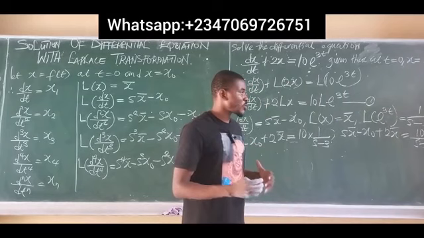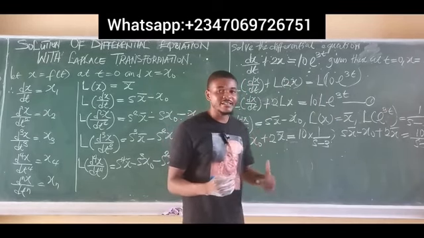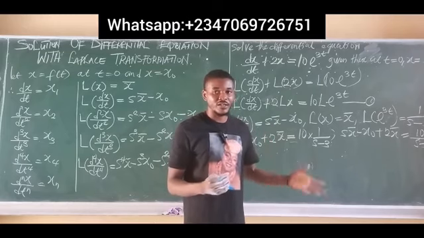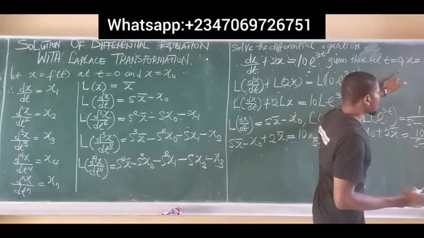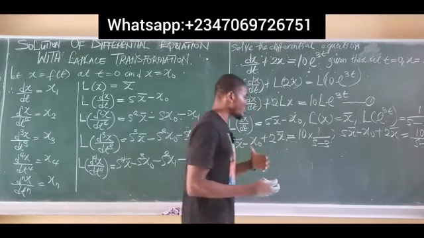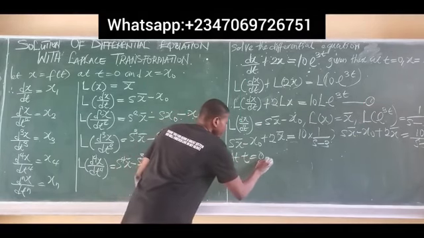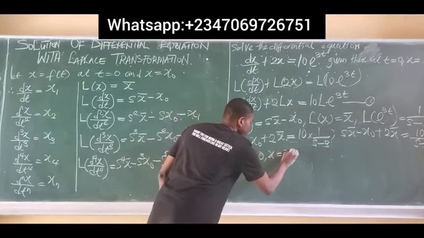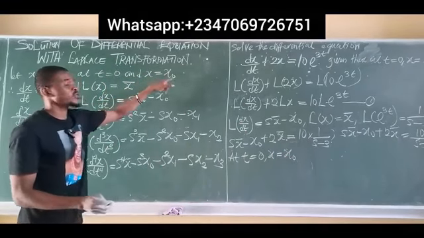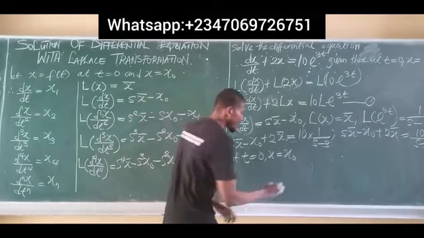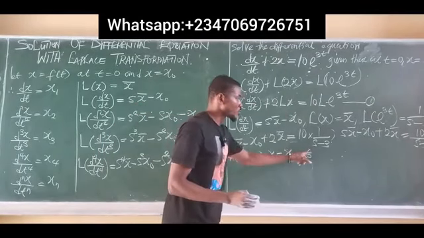Write the Laplace transformation of each of the given functions. The second condition says insert the initial conditions given. From the question we are given that at t is equal to 0, x is equal to 6. This x now is simply x naught. Remember what I said earlier? At t equal to 0, x equals x naught. So they are simply telling us that x naught is equal to 6.